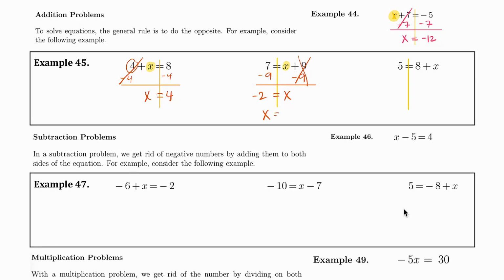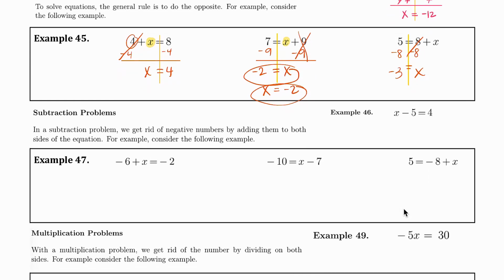And it does not matter which order you write your answer. Negative 2 equals x, or x equals negative 2. The last one, we have a plus 8 here with our x. I'm going to subtract 8, and I get negative 3 equals x.